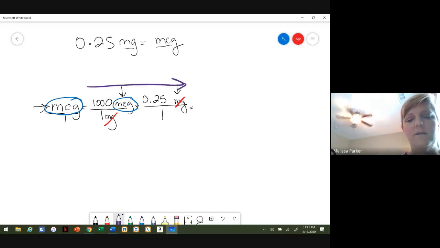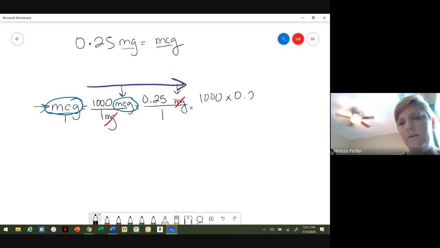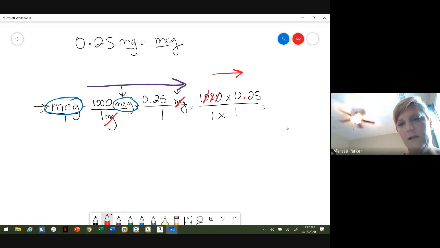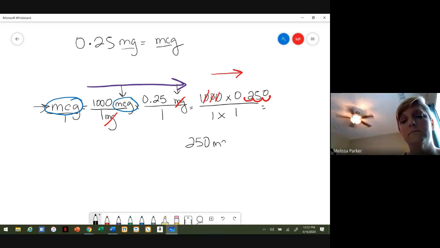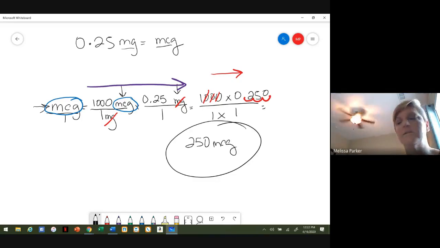Then you can multiply this across. So you would have 1,000 times 0.25. And then 1 times 1, and you can multiply this out, but I know my number is going to get bigger, and in order for my number to get bigger, my decimal would move this way, right? So 1, 2, 3, and I could go 1, 2, and then wherever you have a little whoop and not a number there, you add your little zero. And you have to do it with the sound effect or it's wrong. Just kidding. Okay. So that would be your answer.